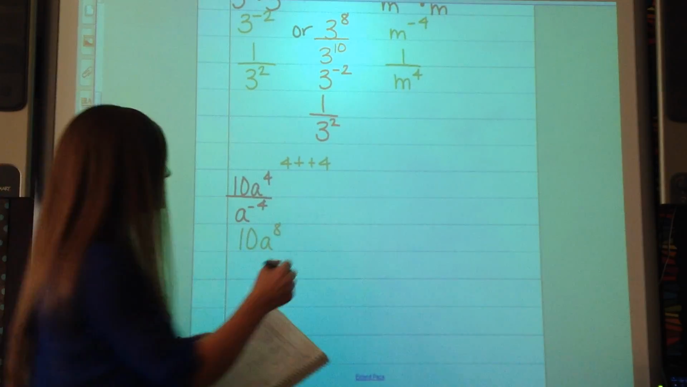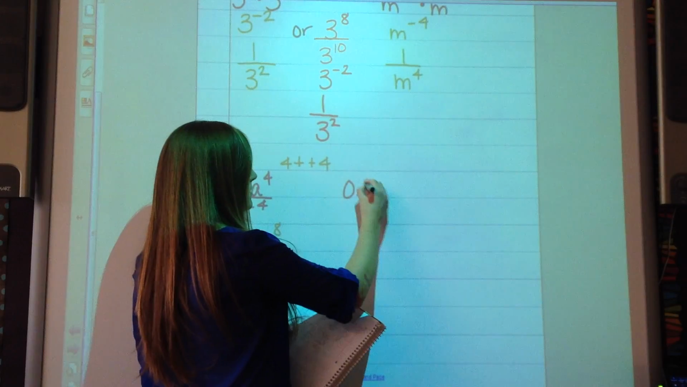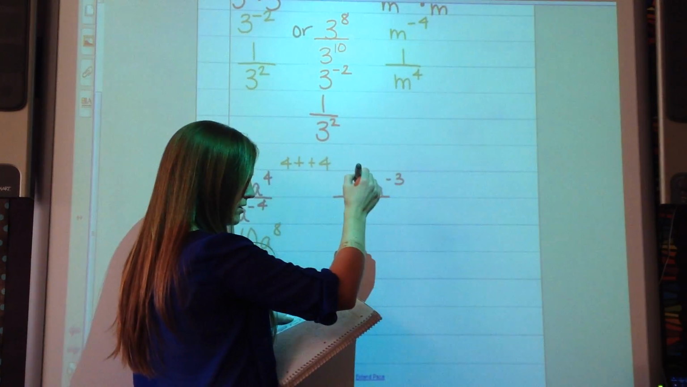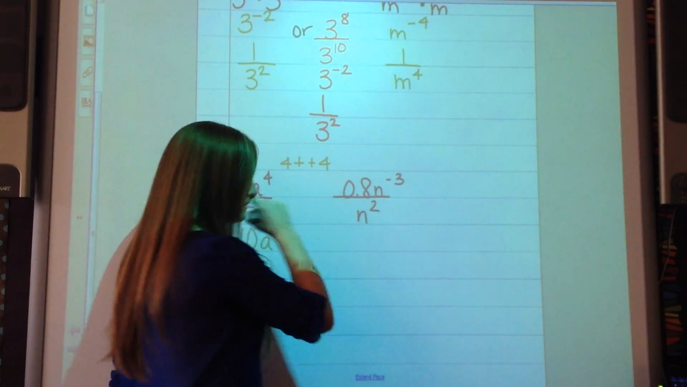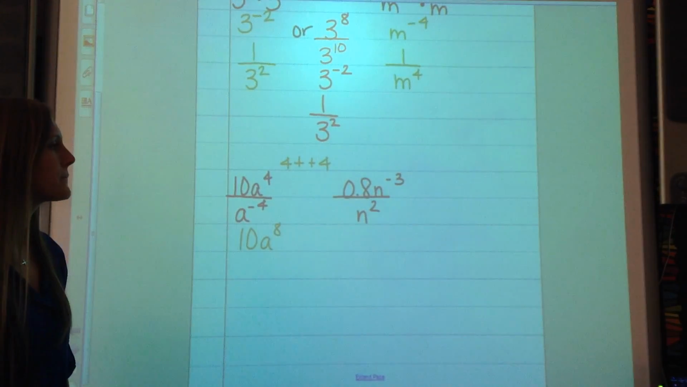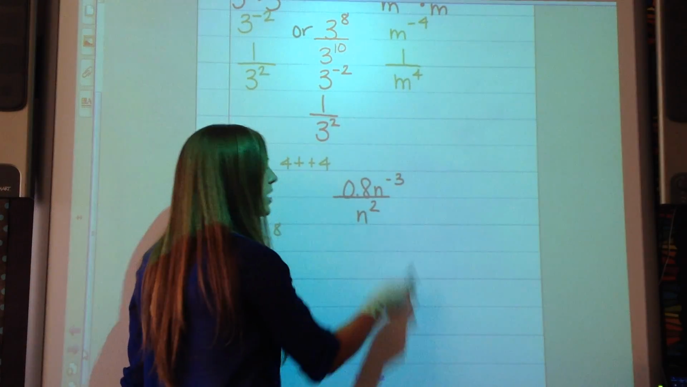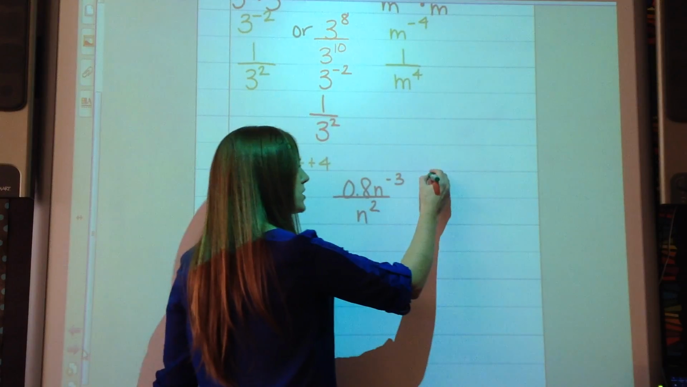Try 0.8 n to the negative third all over n squared. Again, be very careful with your exponents. This is a division problem, so we're subtracting these two exponents.